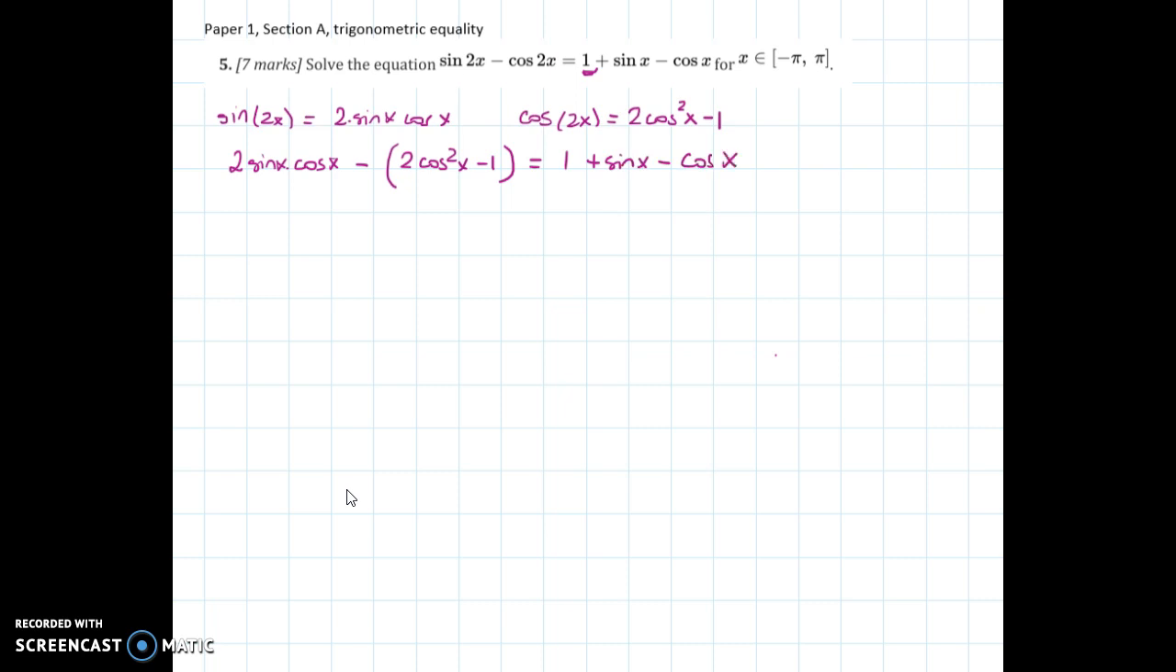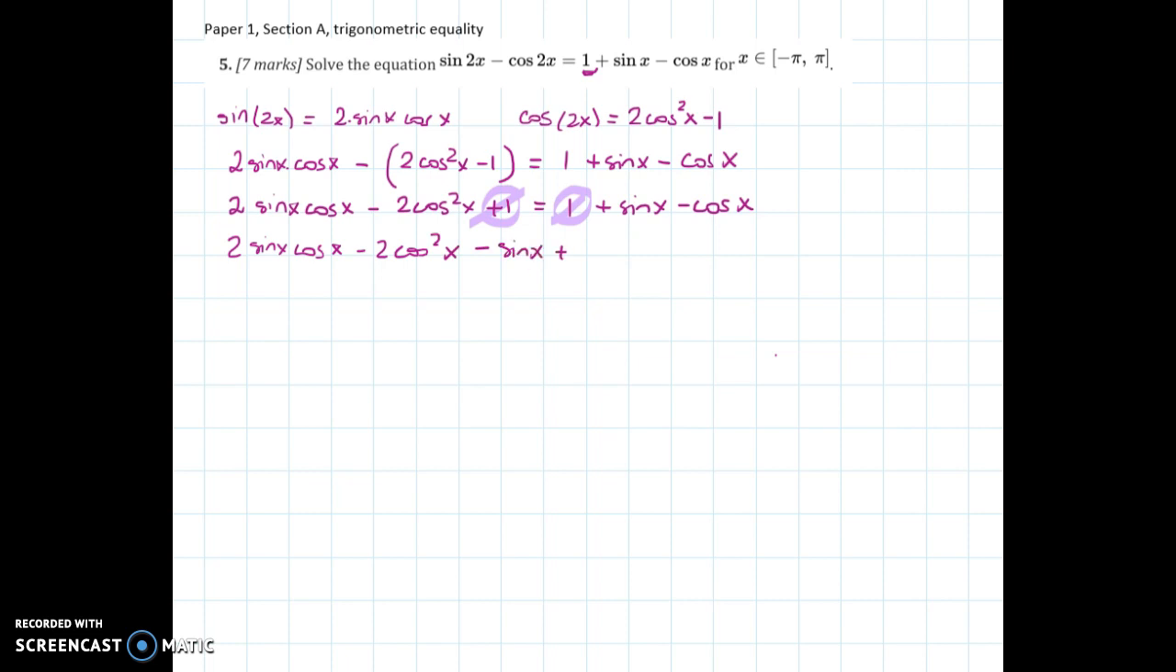So applying distributive for the bracket we have on the left hand side, we have 2 sine of x cosine of x minus 2 times cosine square of x plus 1 equals 1 plus sine of x minus cosine of x. So here's where I say we cancel the ones on both sides, and we are left with 2 sine x cosine x minus 2 cosine square x, and I'm going to move everything to the left hand side. So minus sine x plus cosine of x is equal to 0.